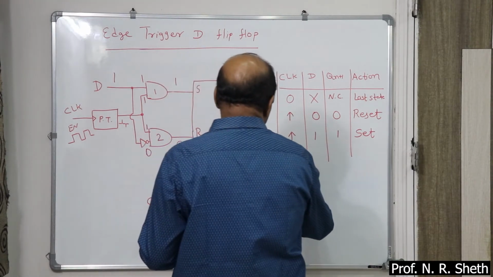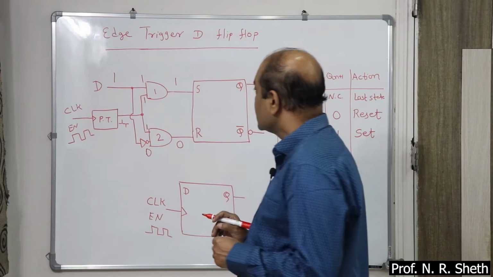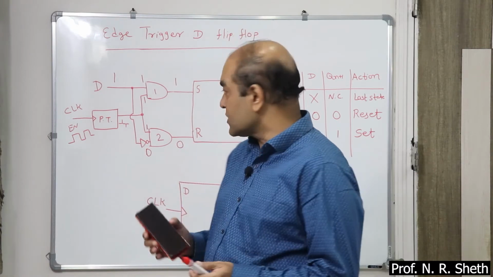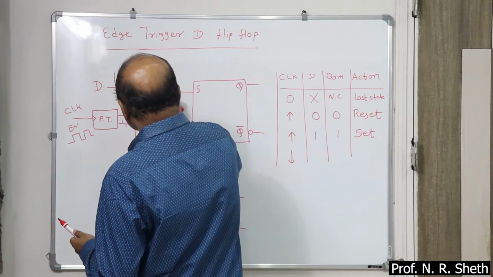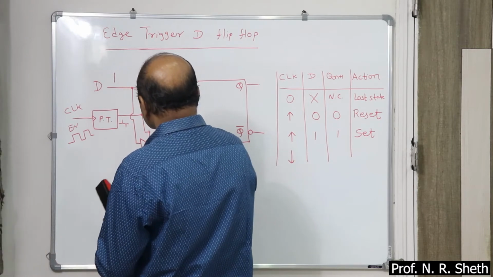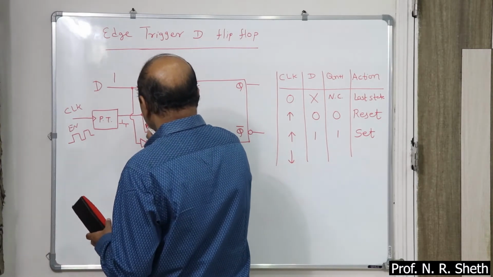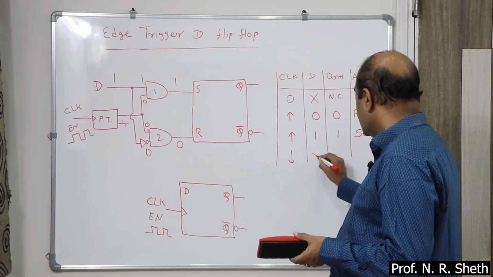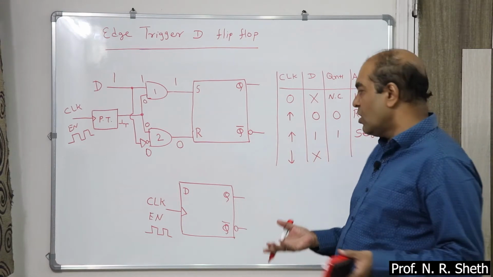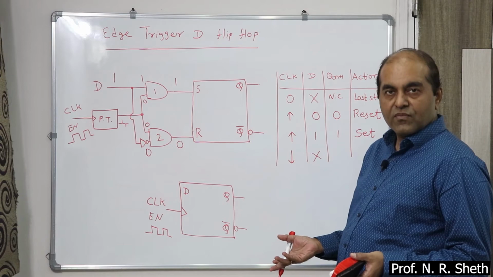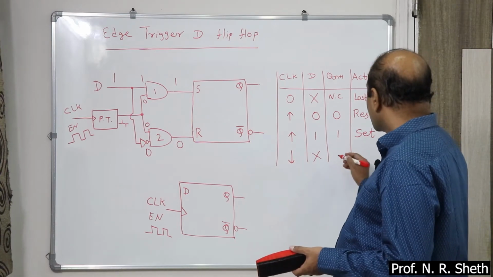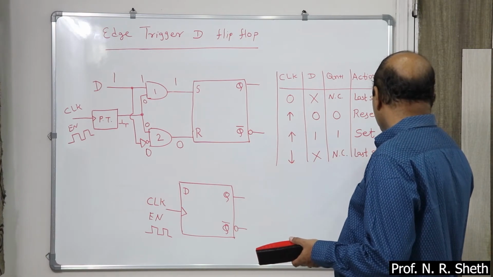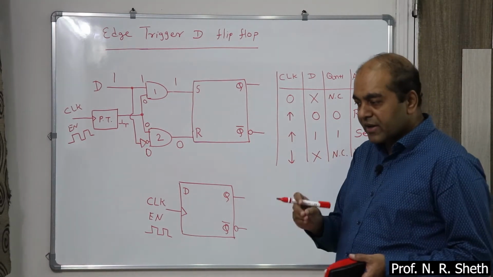Suppose a negative edge triggered clock pulse arrives. Then, in the edge triggered RS flip flop, we have also discussed this case. Negative edge triggered is equivalent to 0. The clock pulse is absent. In absence of clock pulse, whatever D is, either it is 0 or it is 1, the flip flop is in last state. Flip flop retains the last condition.